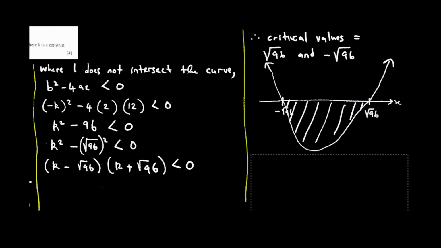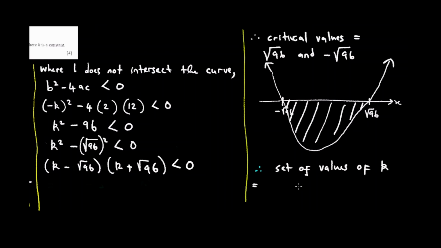Our final answer here is going to be, therefore, the set of values of k is given by k is greater than minus square root of 96, at the same time less than the square root of 96. This will be our final answer.